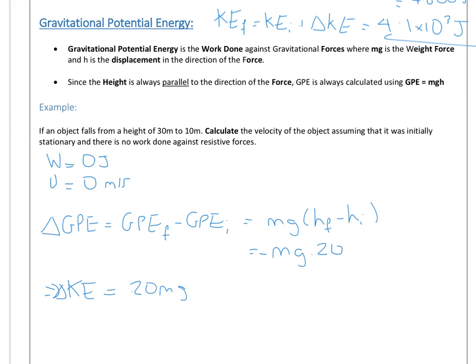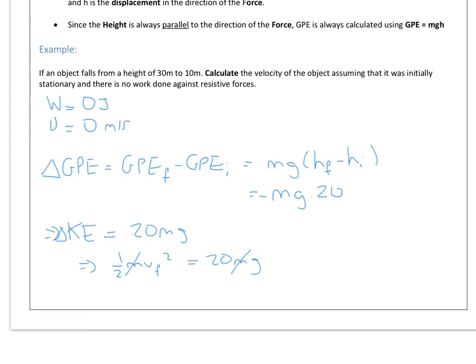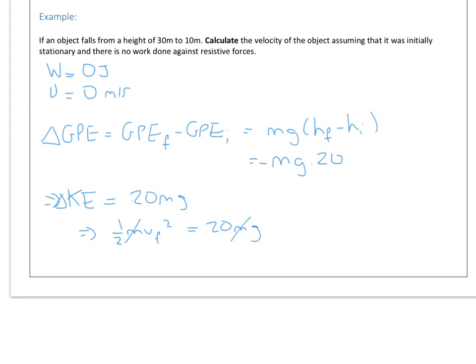We know the initial velocity is 0, so we can actually say that half the final velocity squared, I would have to subtract the initial, but it's 0, is equal to 20 mg. And so you can see here, this is why we didn't need mass, because the mass is going to cancel out in these two equations.